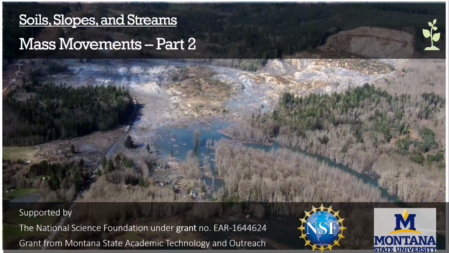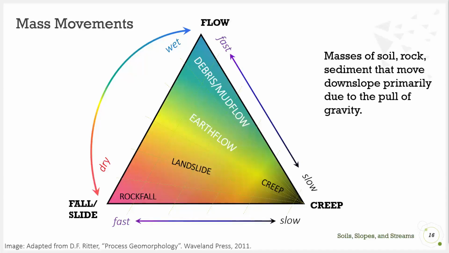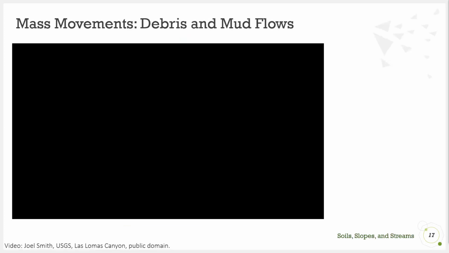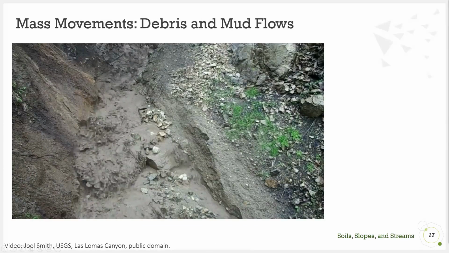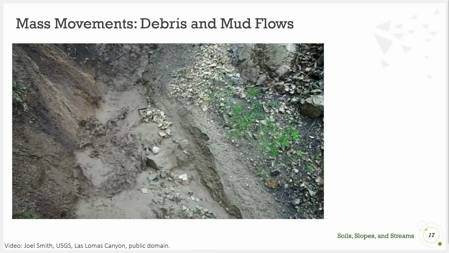In this mini lecture of the Soil Slopes and Streams series, we'll continue our discussion of mass movements. A prior video discussed rock fall, and we'll now go to the fast and wet side of the spectrum to talk about flows. Debris and mud flows are fast and wet mass movements.